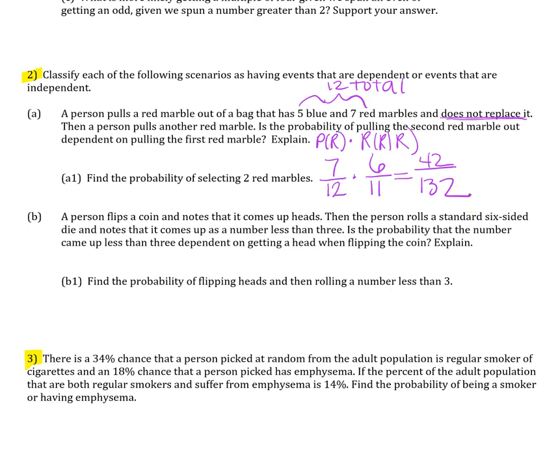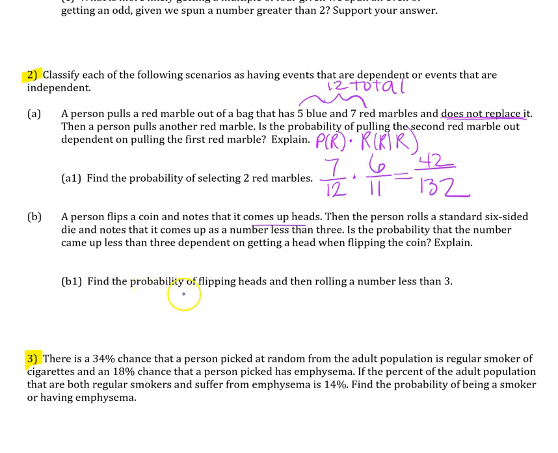Yes. Okay. A person flips a coin and notes that it comes up heads. Then a person rolls a 6 standard die and notes that it comes up with a number less than 3. Is the probability that the number came up less than 3 dependent on getting heads? So basically you've got to ask yourself, if you flip and you get heads, does that have any influence on how you roll a die? And the obvious answer there is no. The coin flip has absolutely nothing to do with you rolling a die. These are independent events. One thing is not going to have an influence on the other. It's not like since you got heads, you're magically going to get less than 3 more often. Okay? So these are independent events.